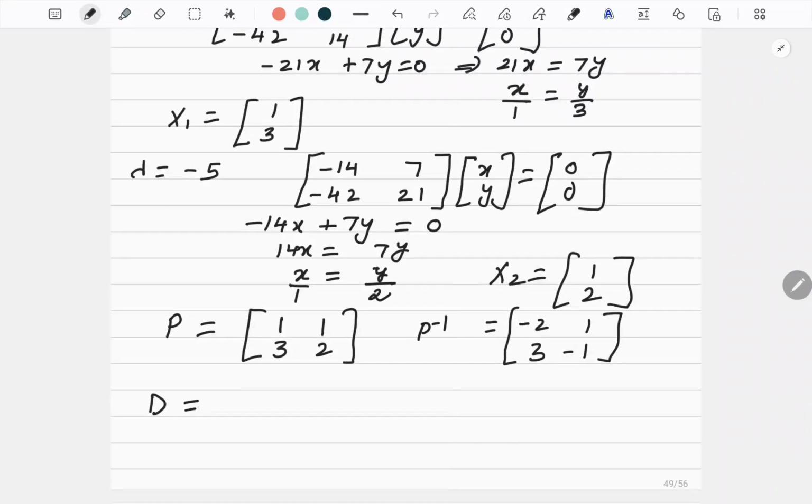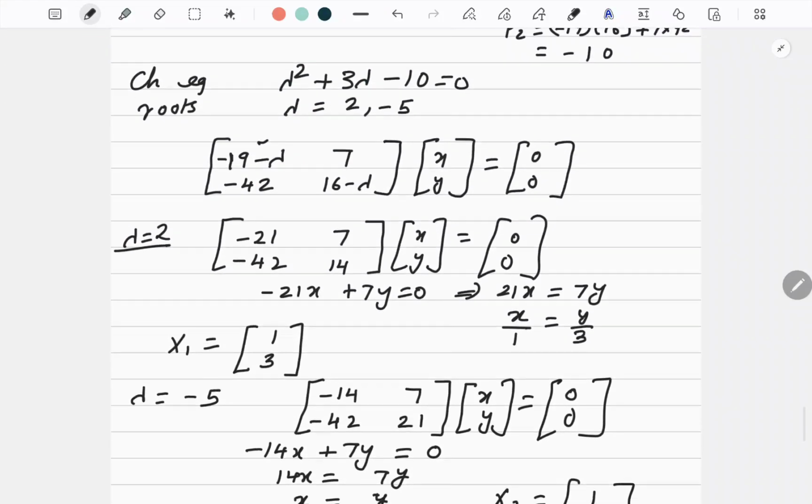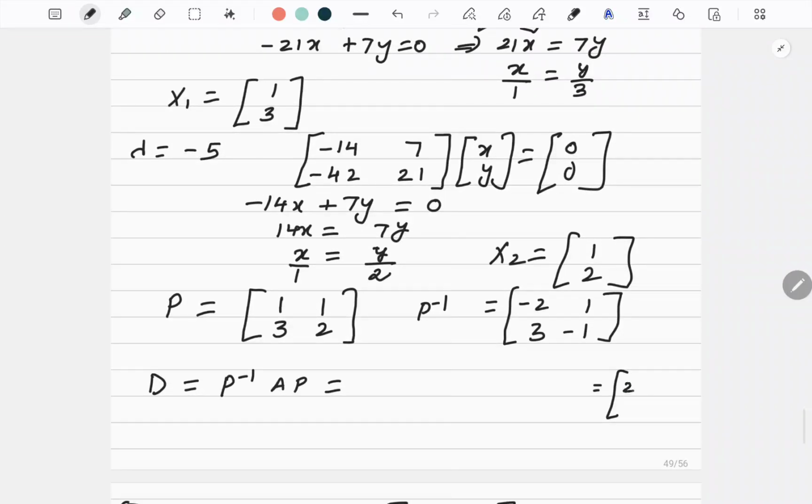I need to diagonalize. So diagonalize means P inverse AP I should do. And I know what the answer should be. The answer should be like this. My first eigenvalue is what? Go back and check, it is 2. Right. So 2, 0, 0, minus 5. It will always be like this. And if on multiplying you are not getting this, it means you have done something wrong in P or P inverse.